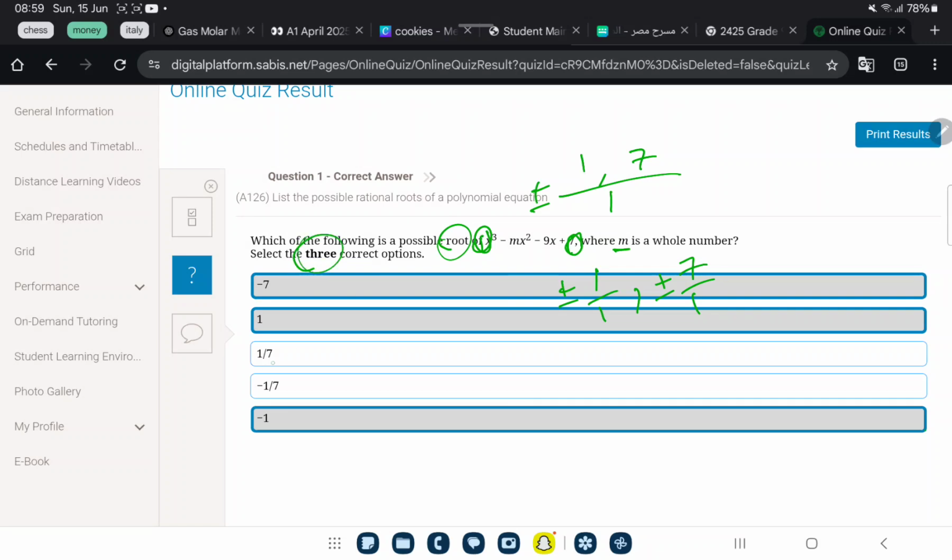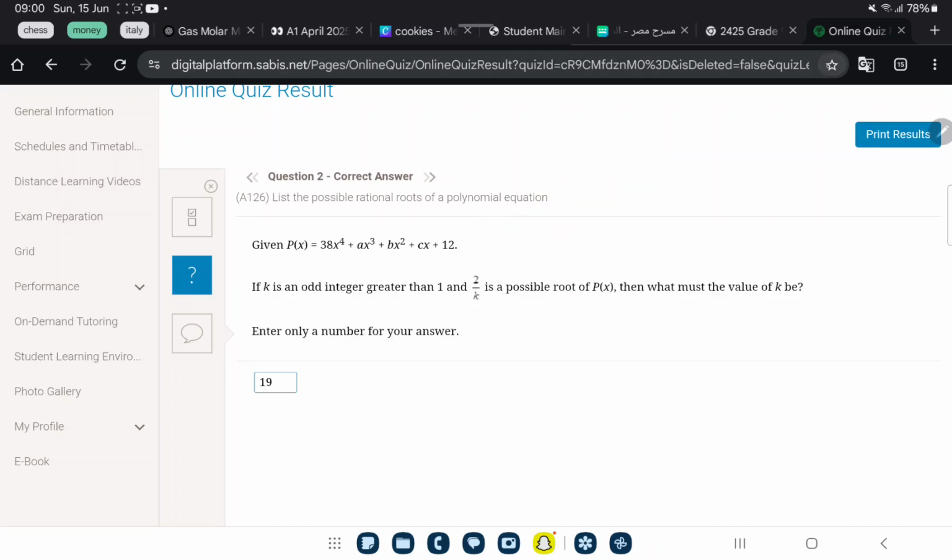They want 3 correct options. 2 of them are fractions, so they're immediately wrong, and you have these 3 left, which are your answers. If you're not sure if they're correct or not, you do the plus 1, minus 1, plus 7, minus 7, and you test each of them in the equation. Here they gave you the equation. If k is an odd integer and greater than 1, then 2 over k is a possible root of p of x. What must the value of k be?